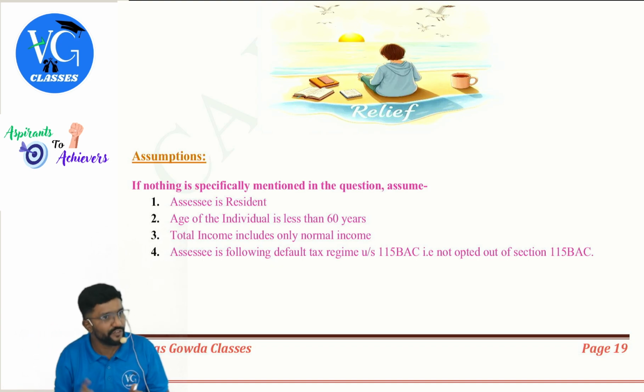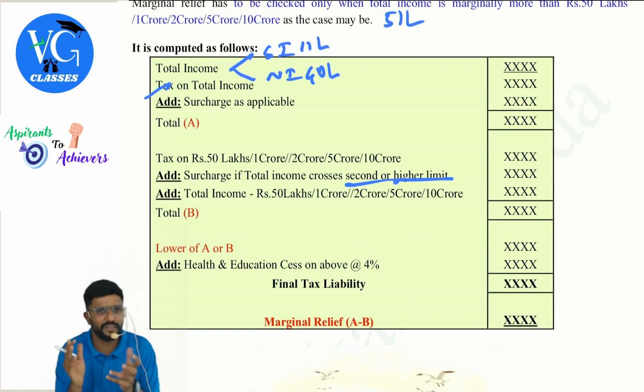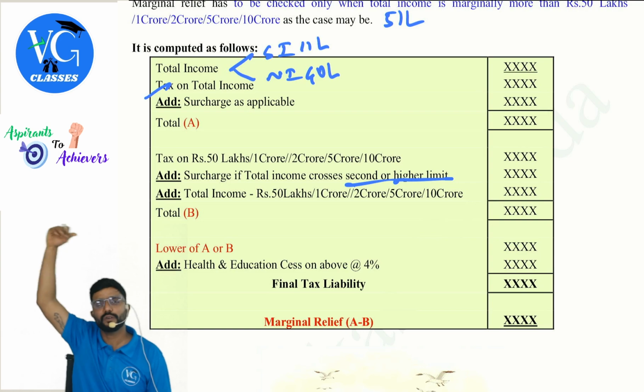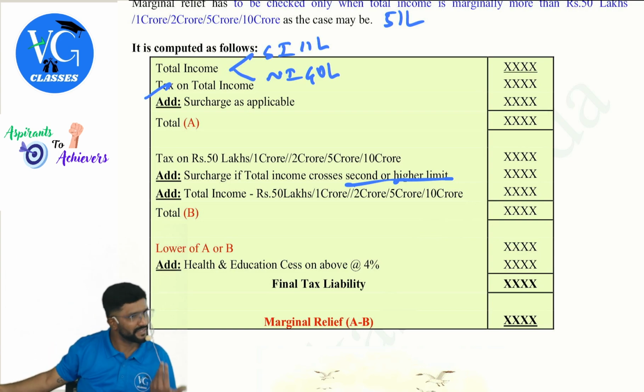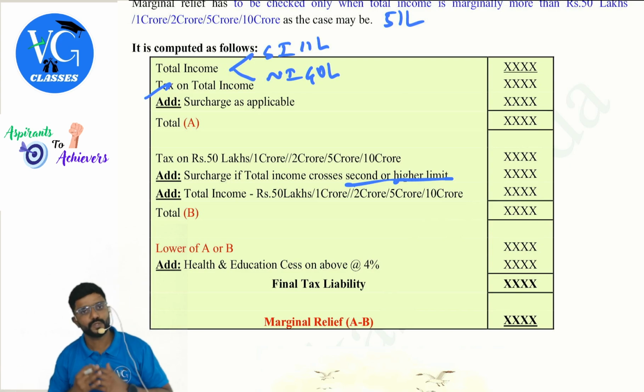Now, if you are confused and not sure whether relief is applicable or not, check it. No problem. To be safe, you check it. But if your total income is 70 lakh, 80 lakh, or 1 crore 50 lakh, there is no need to check because it has crossed by a bigger margin. Yes, guys, so this is all about the tax rate chapter.